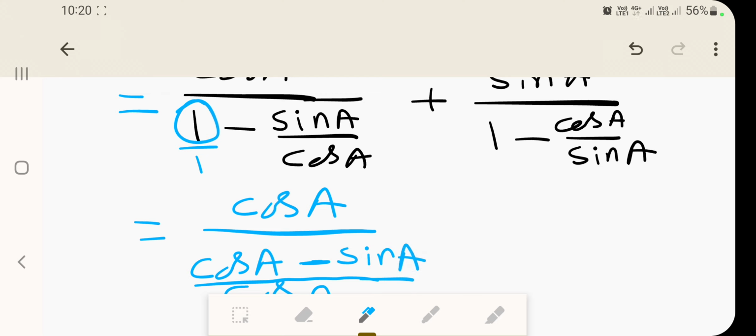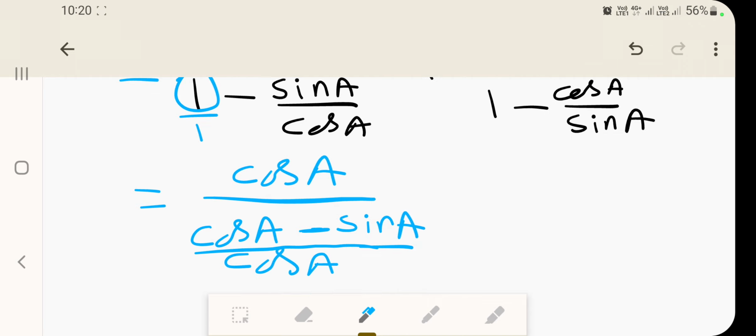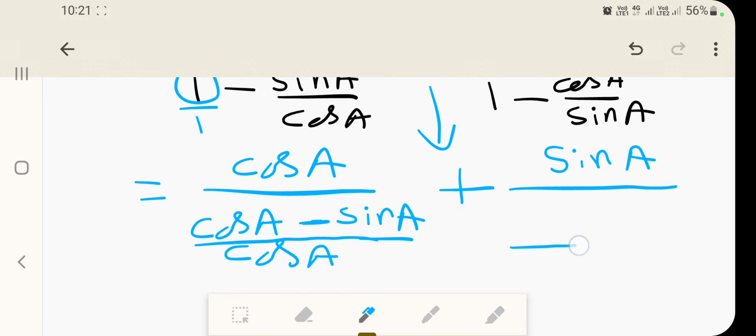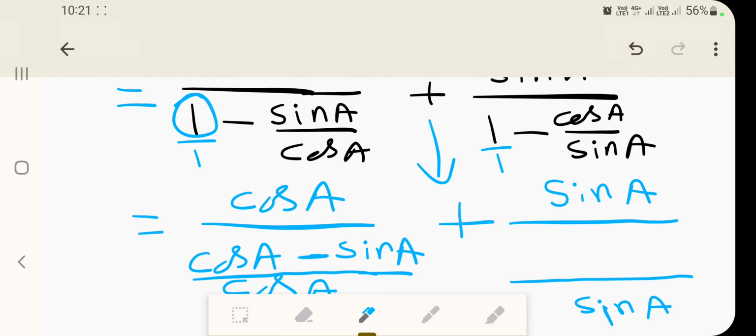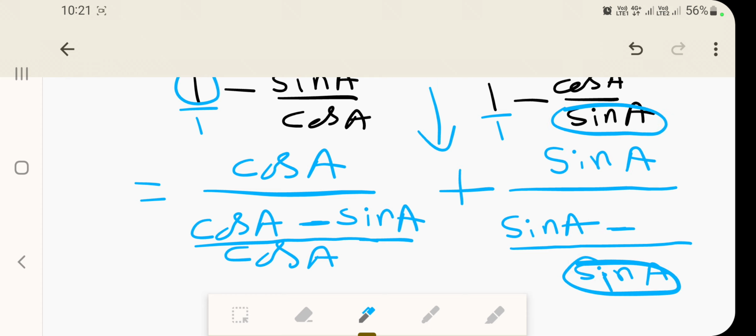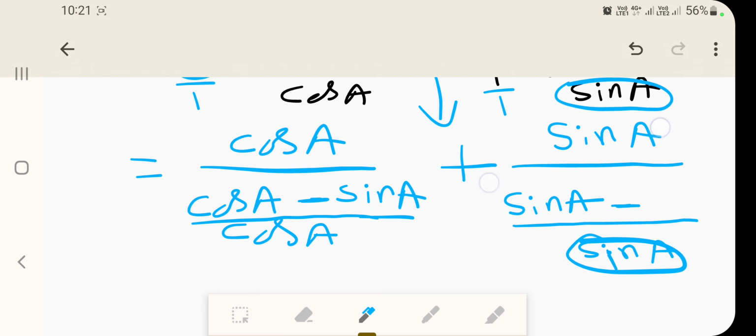So what we got is cos A divided by cos A minus sin A divided by cos A, plus sin A as usual in the numerator, whole divided by, in the denominator of the denominator, sin A. We take sin A as the LCM, and as we did in the previous term, sin A by 1 is sin A into 1, that is sin A, minus sin A divided by sin A, which is 1, and 1 into cos A is cos A.